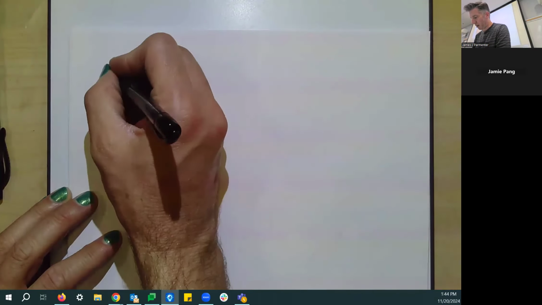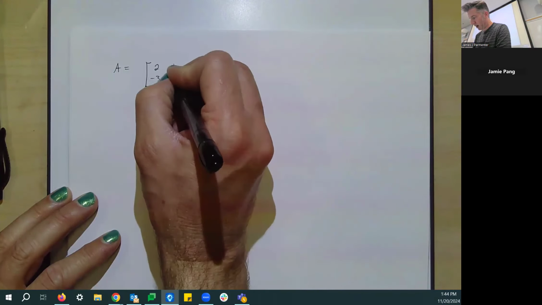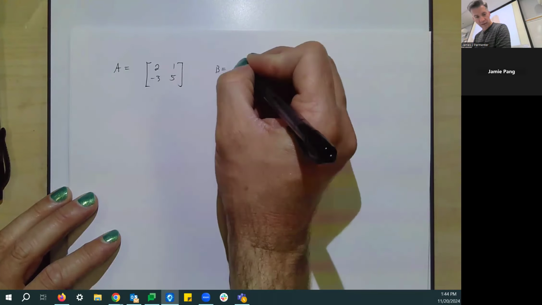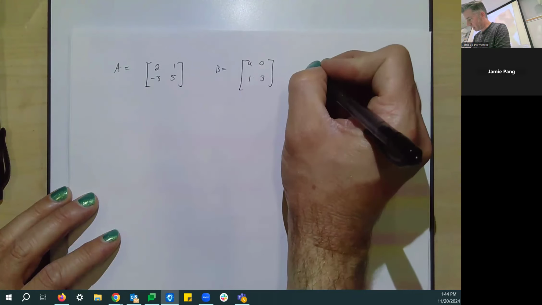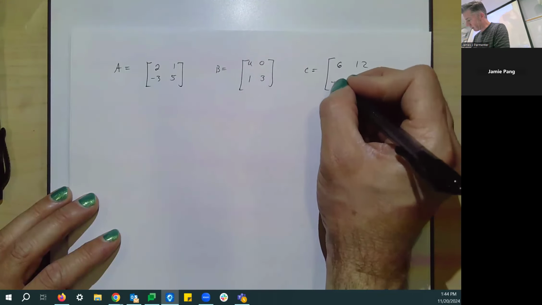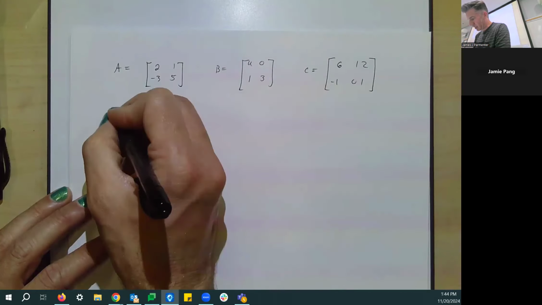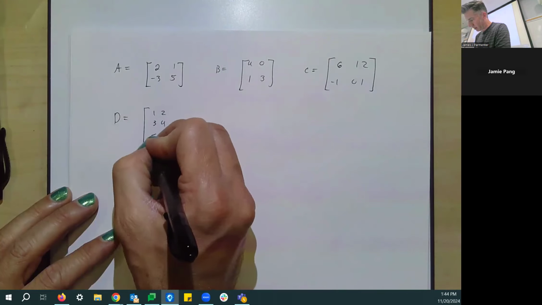So let's say we have 4 matrices here. A is going to be the matrix 2, 1, negative 3, 5. B is going to be the matrix 4, 0, 1, 3. C is going to be the matrix 6, 1, 2, negative 1, 0, 1. And D is going to be the matrix 1, 2, 3, 4, 5, 6.